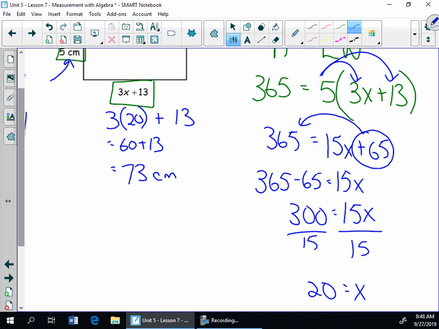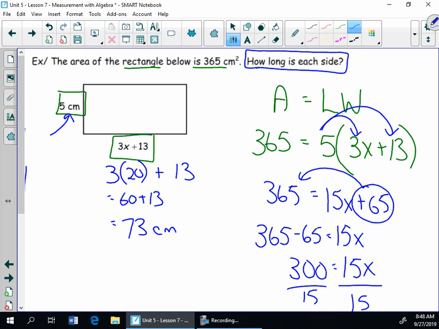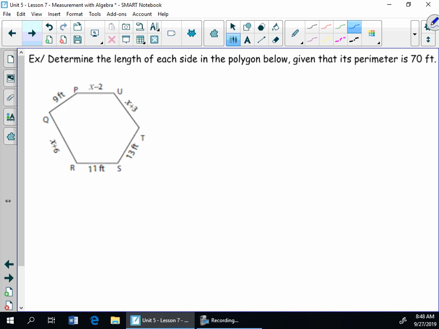Area for rectangle is slightly more challenging in this case because we had an expression. We had to remember to multiply them together. Okay, but really kind of like the one we did before, right? Where we had to solve something. It's all about solving. Okay, last one and get you guys to try it. I think you can do it. I just want you to think about it for a second. Determine the length of each side in the polygon below, given that its perimeter is 70.